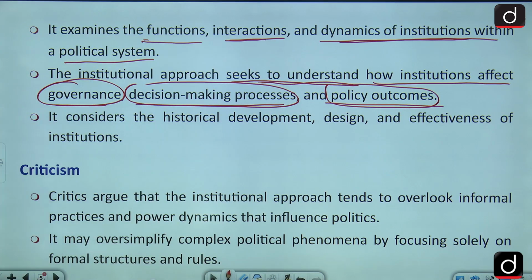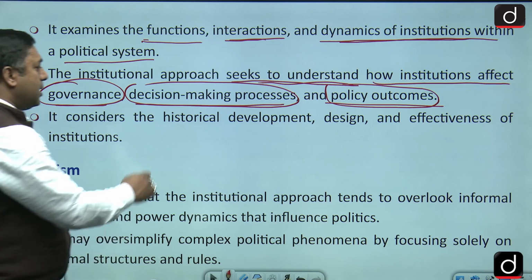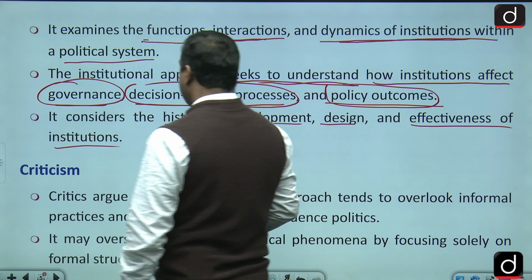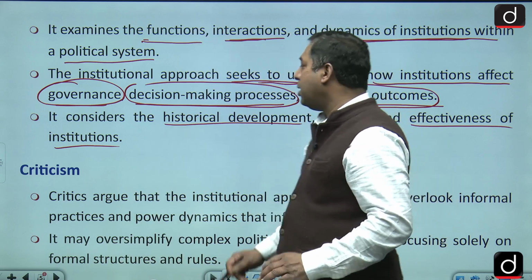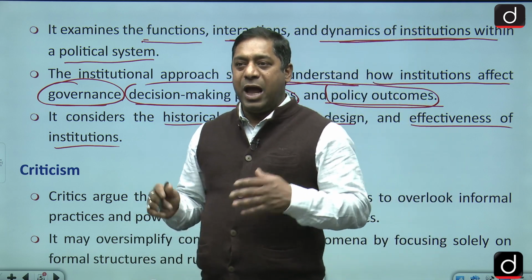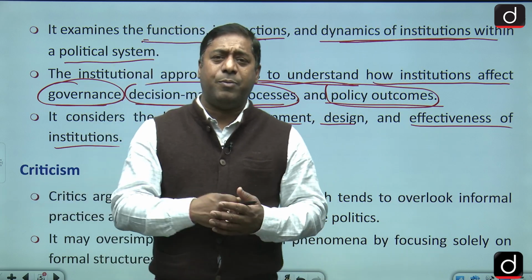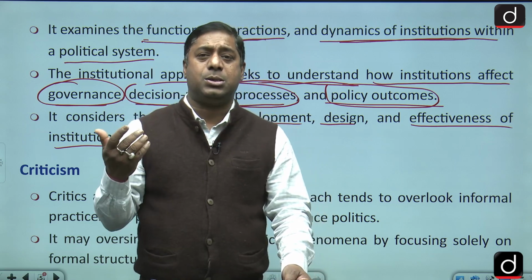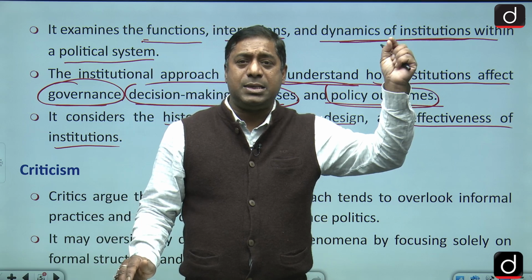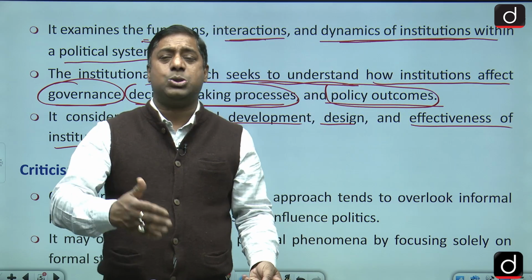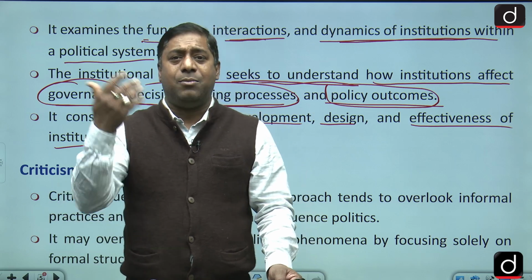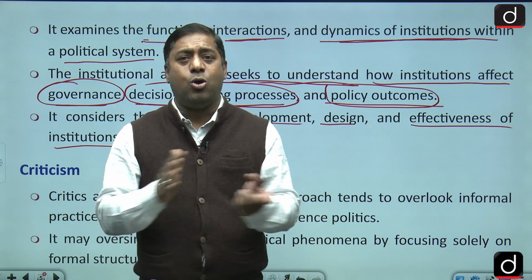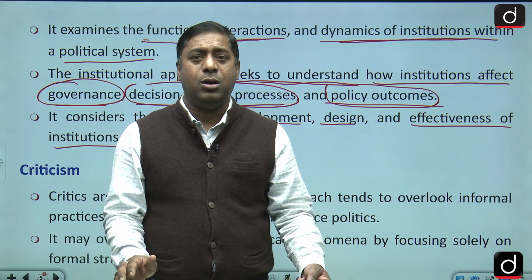And last, the characteristic says that it considers historical development, design, and effectiveness of institutions. That means every political institution has a historical development. Historical development means it has changed itself over time. Long back was its inception, but today you can see there is a historical development. Look at the legal system when it came and look at the legal system today. Is it static? Is it stagnant? No, there is a historical development with regard to the legal system.